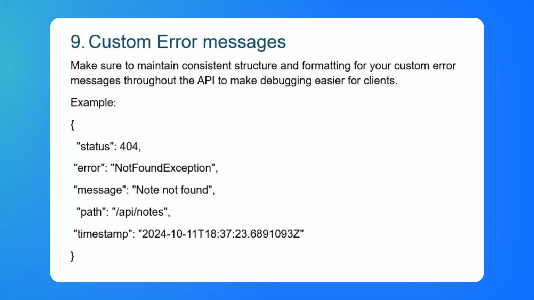We have custom error messages. Make sure to maintain consistent structure and formatting for your custom error messages throughout the API to make debugging easier for the client. For example, here we have key values: status 404, error not found exception, message node not found. In this case, node not found 404. Then we have path and timestamp. So this is best practice. This is the standard common language for communication, so all the developers should follow it. If there is any deviation, then QA should report the issue.